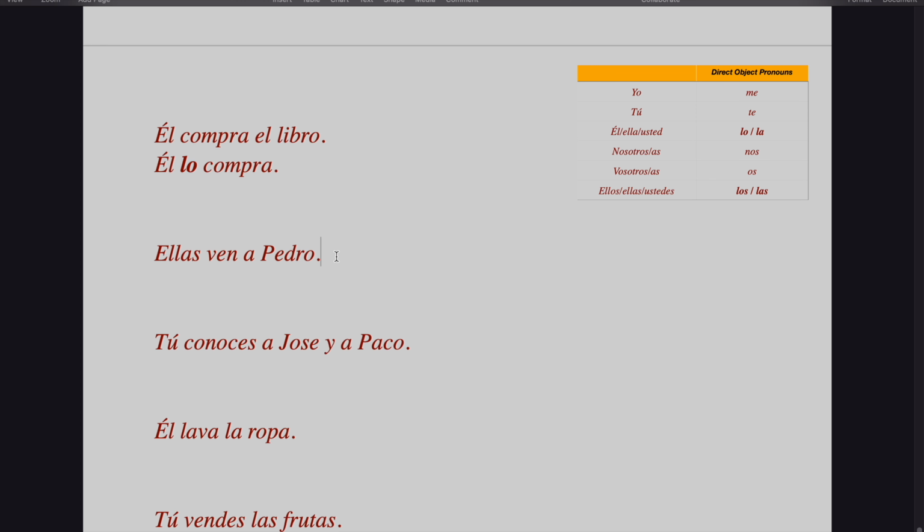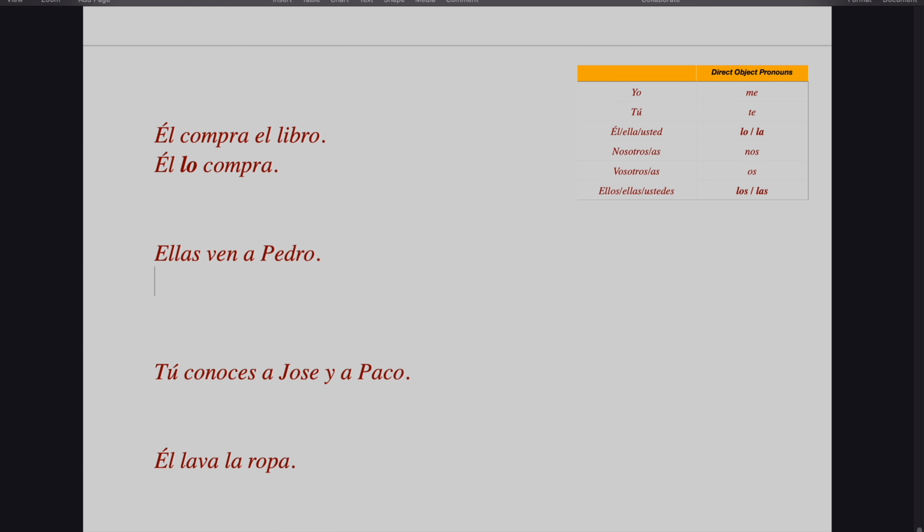So let us see the other example. Ellas ven a Pedro. They see Pedro. Here Pedro is the direct object. Ellas lo ven. That's it. They, it has to be ellas. Ellas lo ven. They see him. As Pedro is a guy, I should go with lo here.